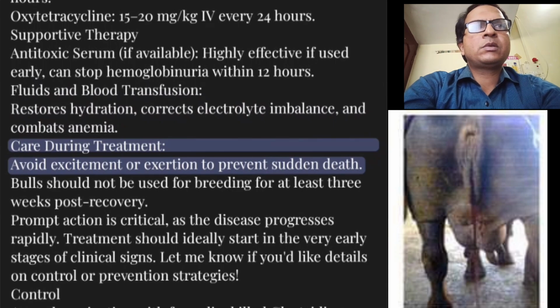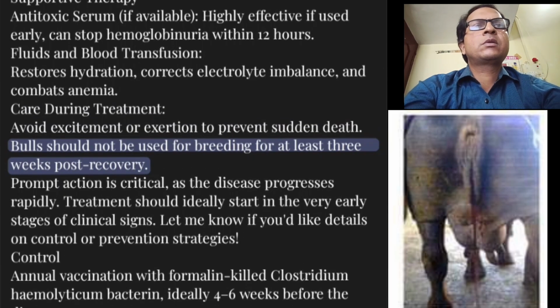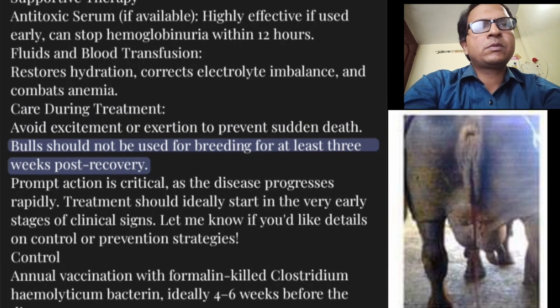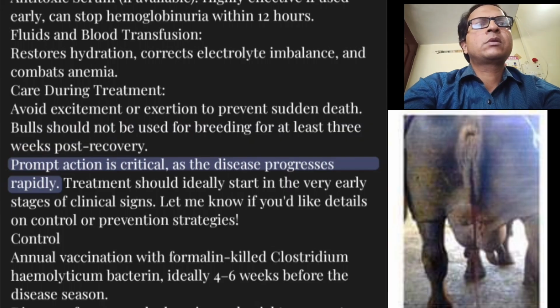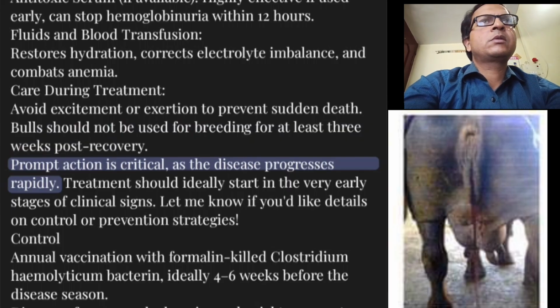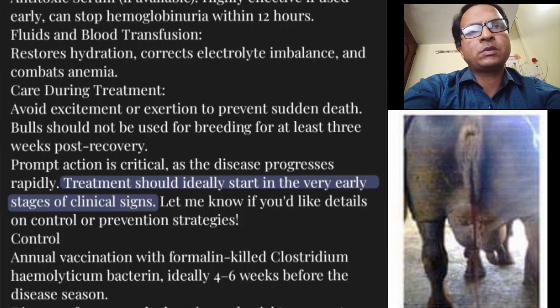Care during treatment: avoid excitement or exertion to prevent sudden death. Bulls should not be used for breeding for at least 3 weeks post-recovery. Prompt action is critical, as the disease progresses rapidly. Treatment should ideally start in the very early stages of clinical signs.